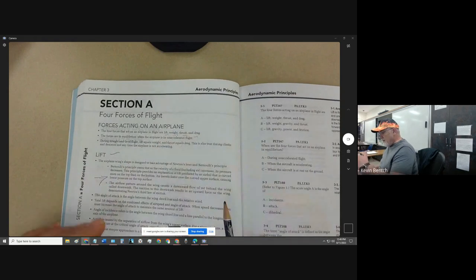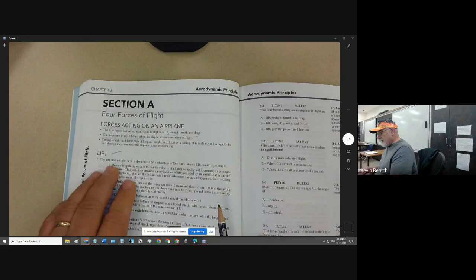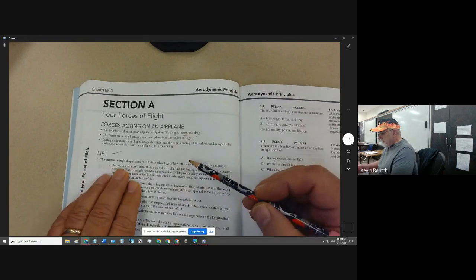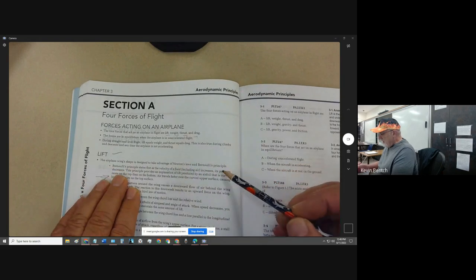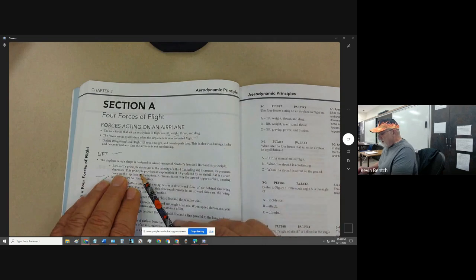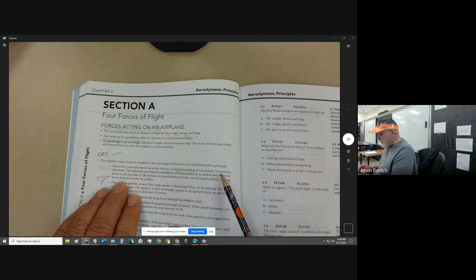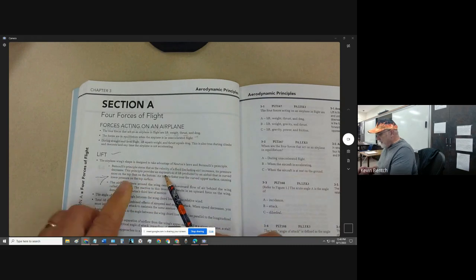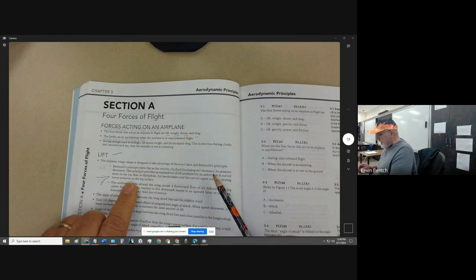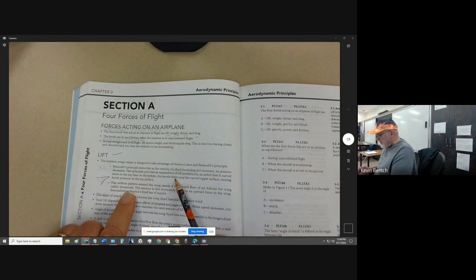Lift, the upward force. The plane's wing shape is designed to take advantage of Newton's laws and Bernoulli's principle. Bernoulli's principle states that as the velocity of a fluid, including air, increases, its pressure decreases. This principle provides an explanation of lift produced by an airfoil that is curved more on the top than on the bottom. Air travels faster over the curved upper surface, causing lower pressure on the top surface.